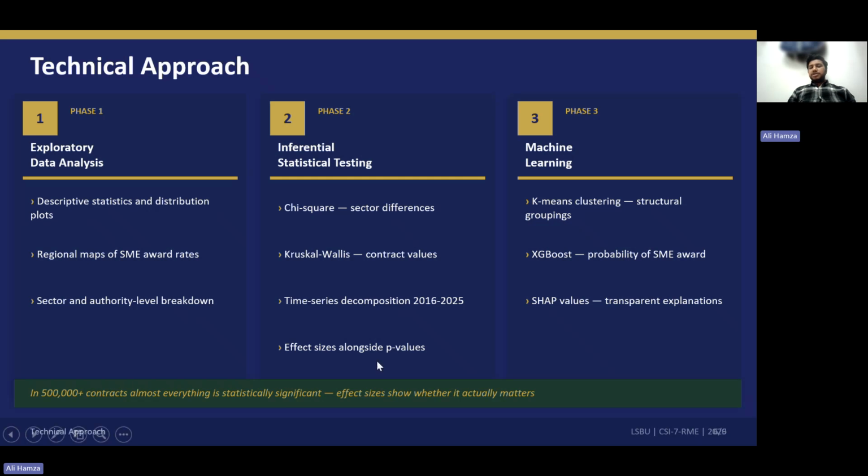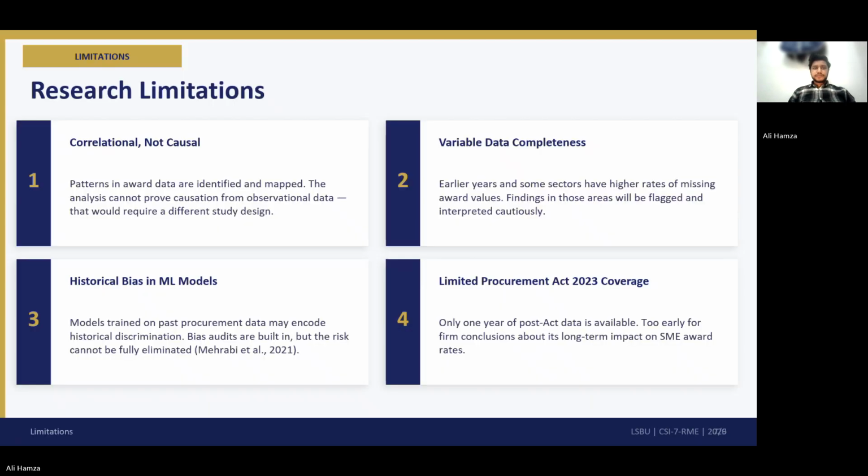And then we will have critical values for the contract values, and for the time series, we will do a decomposition of 2016 to 2025 data, and effect size alongside the p-values. For the machine learning, we will be using k-means for clustering, for grouping of the won projects. Then we will use XGBoost to get the probability to check whether the project is going to win or not. And then we will use SHAP values for transparent explanations.